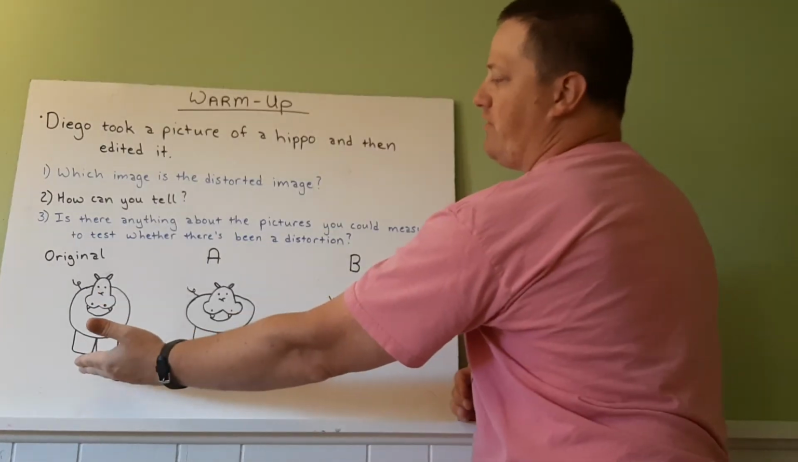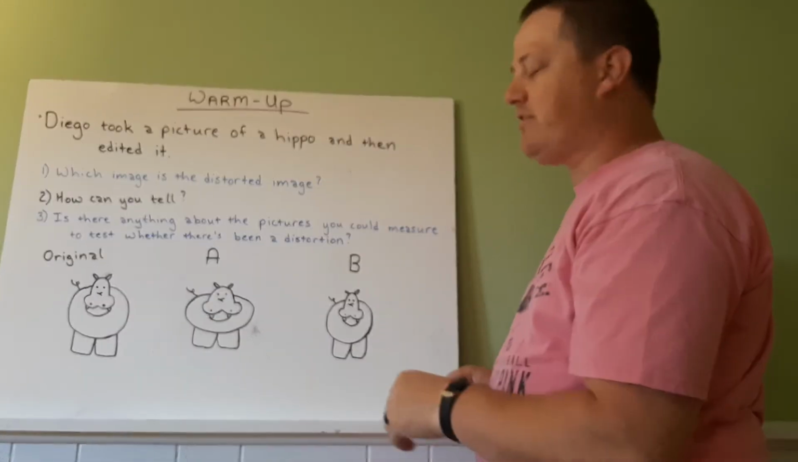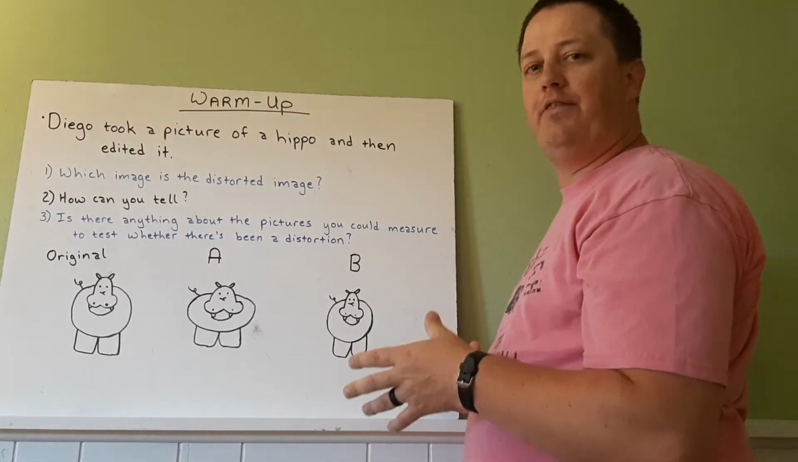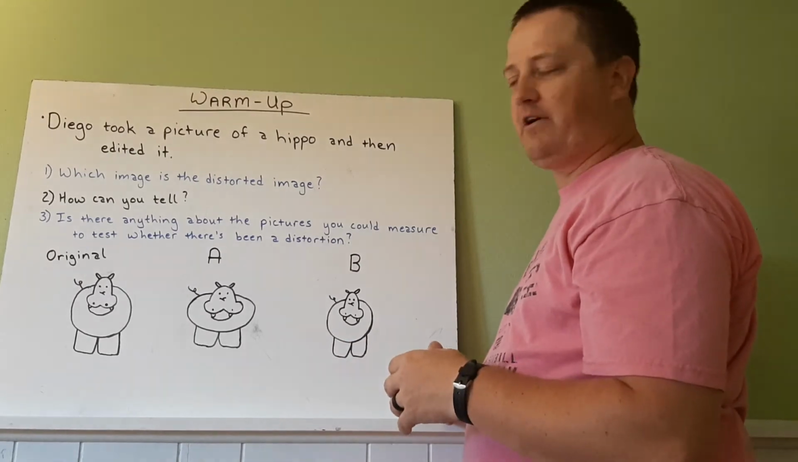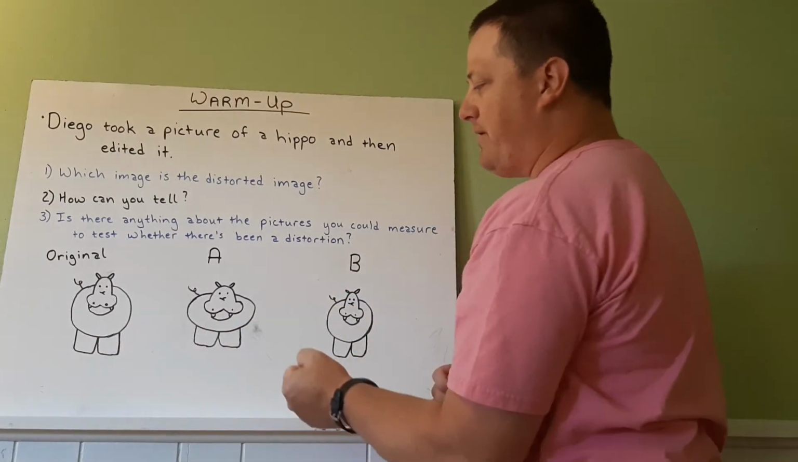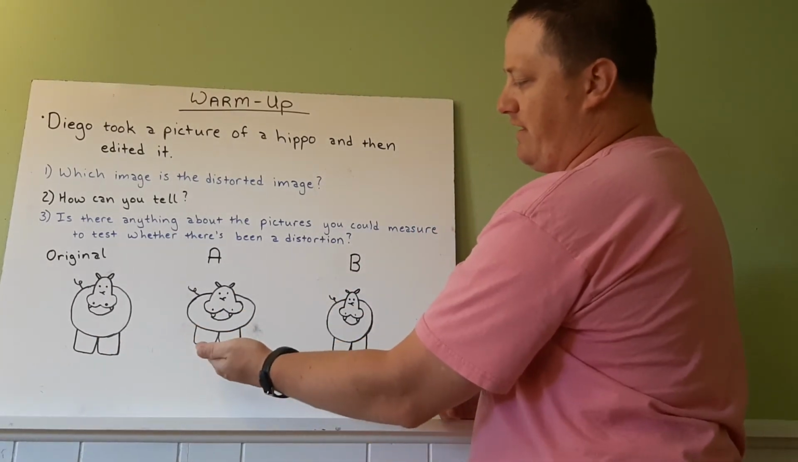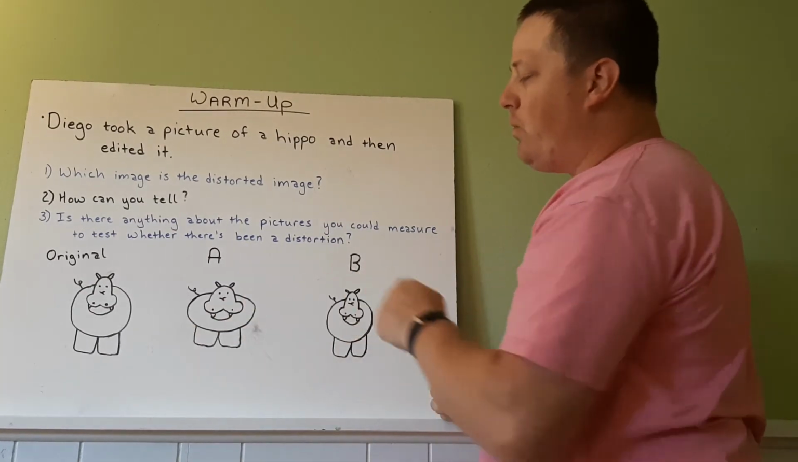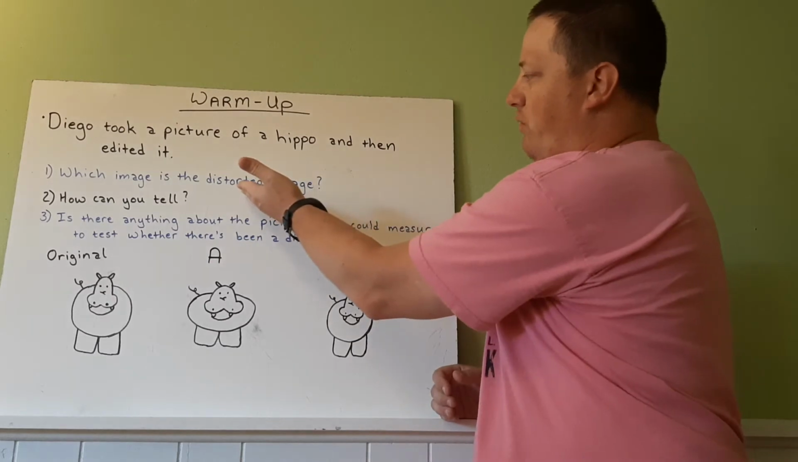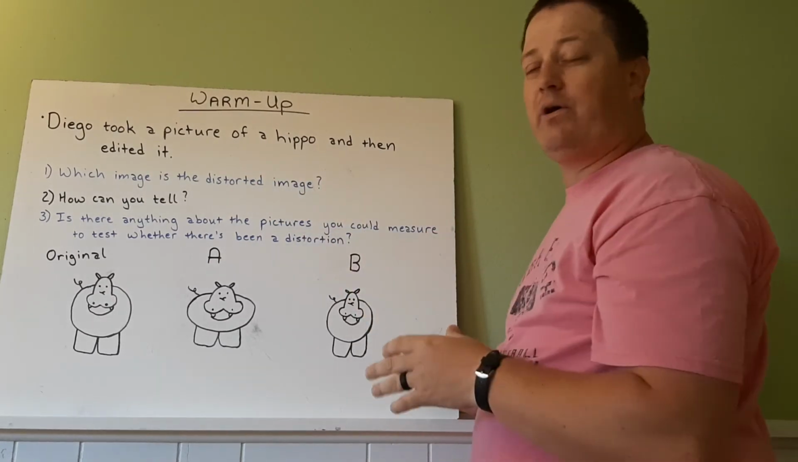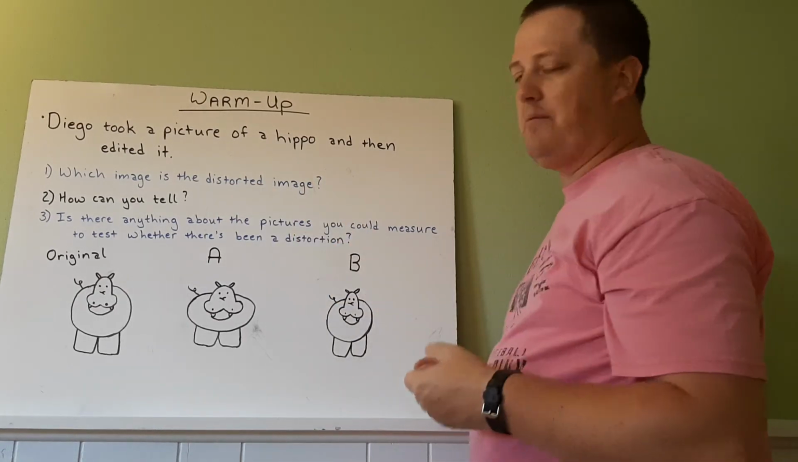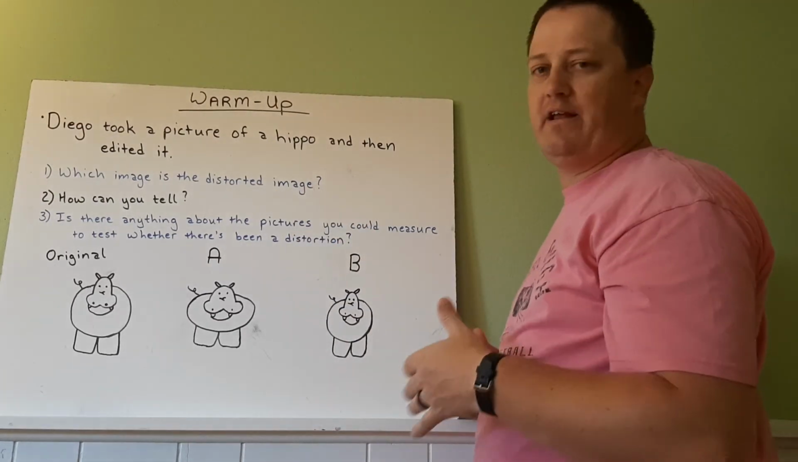So here's our original picture of a hippo. My drawings aren't the best. If you want to look it up on the online textbook, feel free to do that. So here's our original hippo. Here is the first picture created. Here is the second picture created. Which one do you think is a distorted image? How can you tell that it's distorted? And is there anything you could measure to kind of prove that it's distorted?